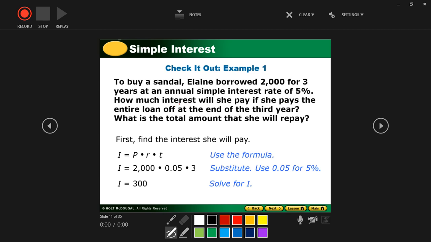How much interest will she pay if she pays the entire loan off at the end of the third year? What is the total amount that she will pay?